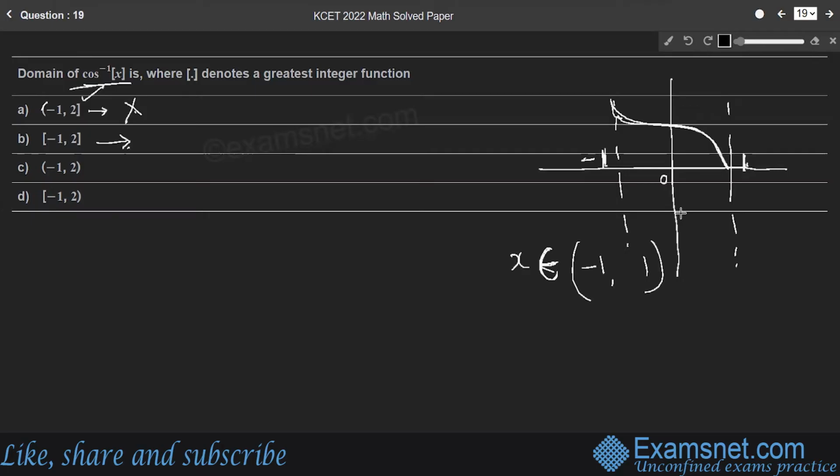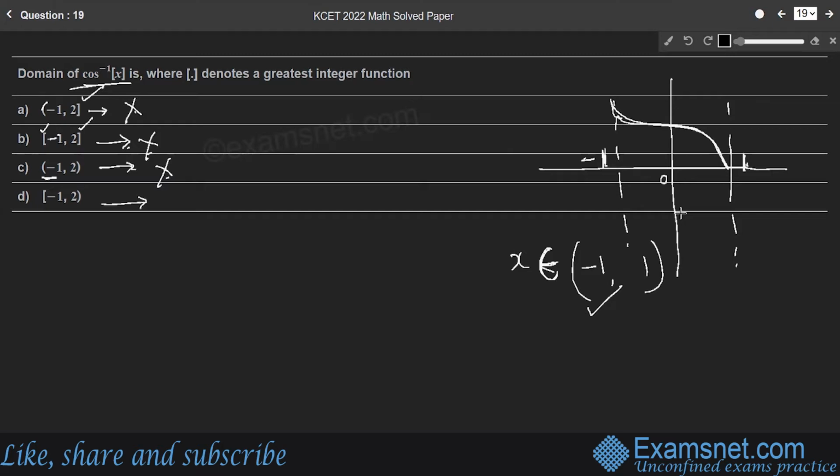Whereas in the second answer, minus 1 and 2, both the values are included in option B, which cannot be possible since it is a complete closed interval. In option C, minus 1 is excluded, and of course 2 is excluded here. The cosine inverse function includes the minus 1 value. Therefore, option C cannot be possible.